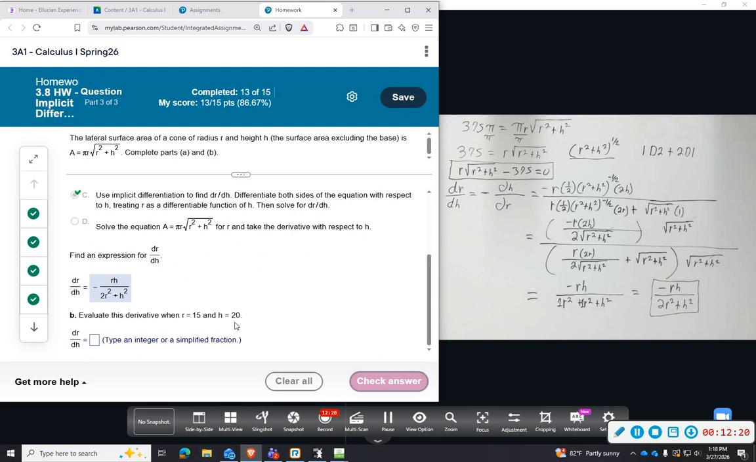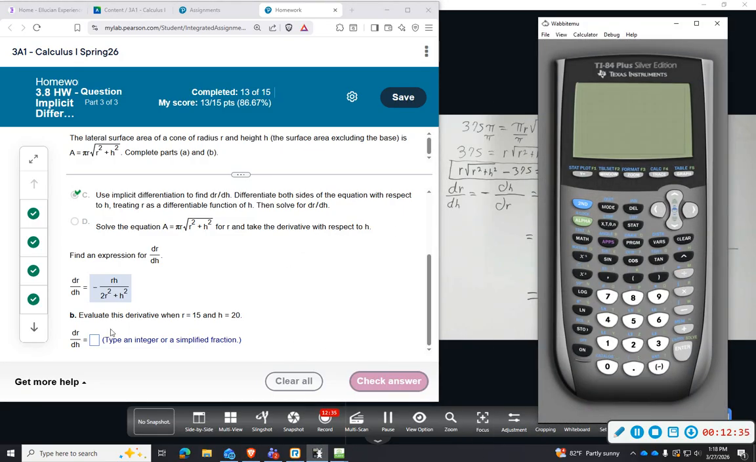All right, and then once we have our derivative, it says find the derivative when r equals 15 and h equals 20. So this will give us the slope, and we'll just use technology. I'll just plug it all in. Turn this on. I'm going to do alpha y equal enter. Otherwise, you would just make a parentheses and put everything in the top in parentheses, and then divide it by everything in the bottom in parentheses.